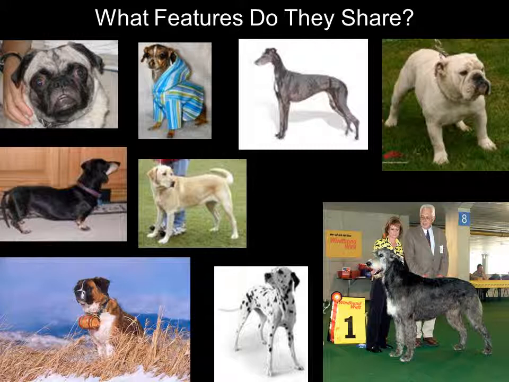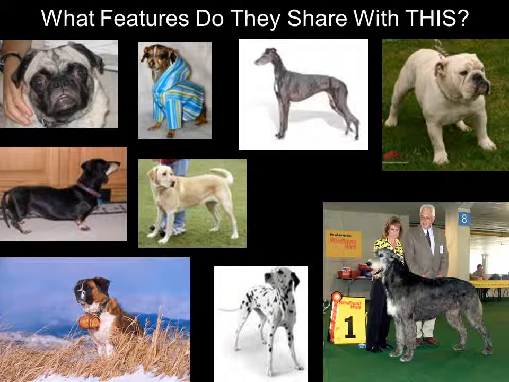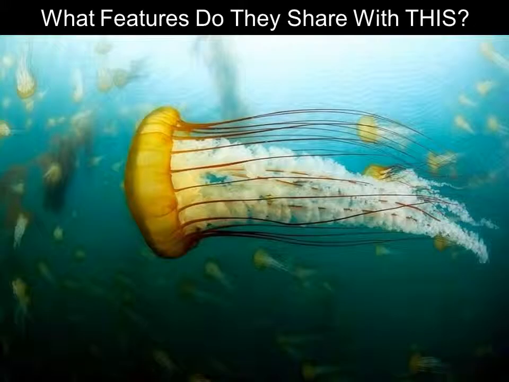So we've discussed the features that members of this species, dogs, share with each other. We've discussed how they're different. Now let's look at the features they share with a different species. This one. So this is a jellyfish, and you're probably struggling a little to think of features that they've got in common. No legs, for example, or eyes.